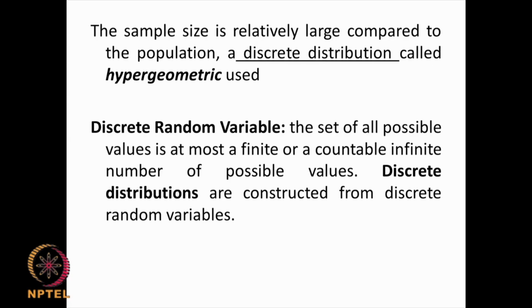Okay, so it gives you a discrete random variable, where the set of all possible values is at most a finite or a countably infinite number of possible values. Discrete distributions are constructed from discrete random variables. So it gives you a set of all possible values, that means a finite or a countably infinite number. Normally an infinite number is not countable, but here in this particular distribution we call it infinite, but it is still countable.